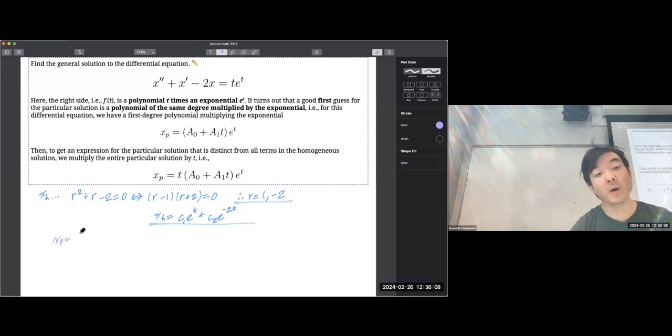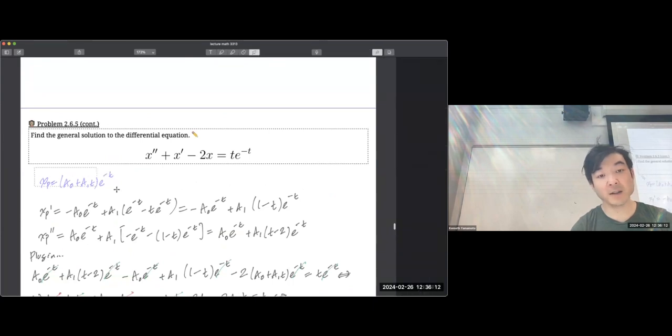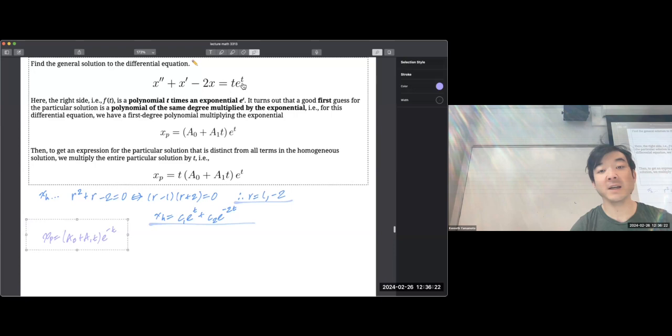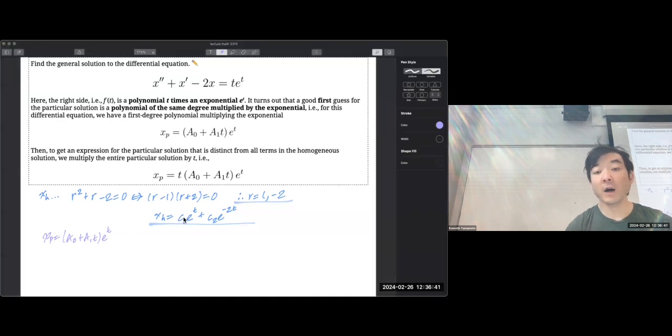So your particular solution, what did it used to be? I'll just copy what it used to be. This is what it used to be. But what do you think it's going to be now? Because you have t e to the t. This is still going to be a first-degree polynomial, a general first-degree polynomial. So your t is the first-degree polynomial. So you know it's going to be a naught plus a1 t. But this is e to the t, so instead of e to the negative t, like what we had before, it will just be e to the t instead. So that's what you'd expect to see. Now, if you multiply this out, you'll get a naught e to the t plus a1 t e to the t.